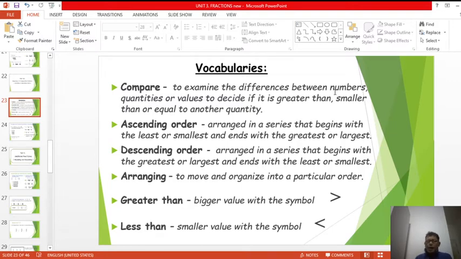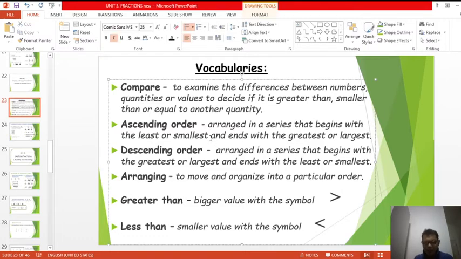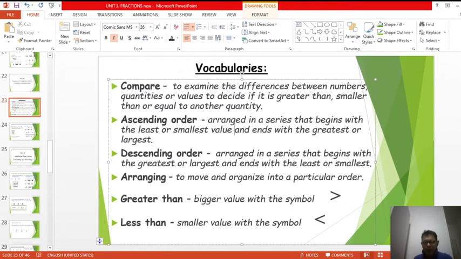Now, what do we mean by ascending order? This is what we're going to learn later on. Ascending order is the arrangement of numbers in a series that begins, take note on this, with the least or smallest value and ends with the greatest or largest value.